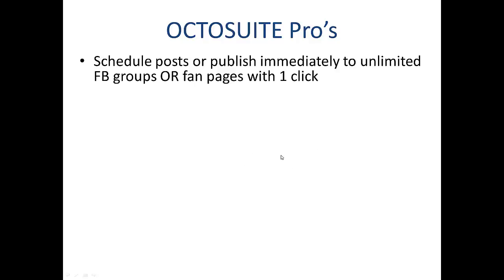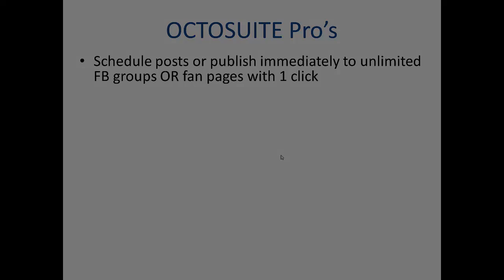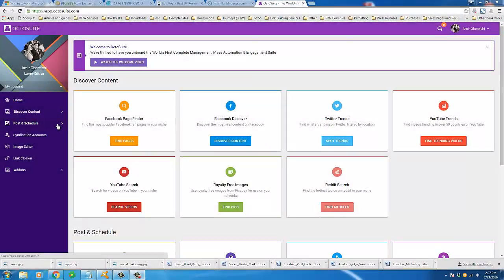After testing Octosuite, I've come up with my own pros and cons of the software. These are my pros. First of all, I like the fact that you can schedule posts or publish them immediately to unlimited Facebook groups or fan pages with the click of a button, or in other words, within the same action. To show you what I mean by that, if we come into Octosuite, go to Post and Schedule.